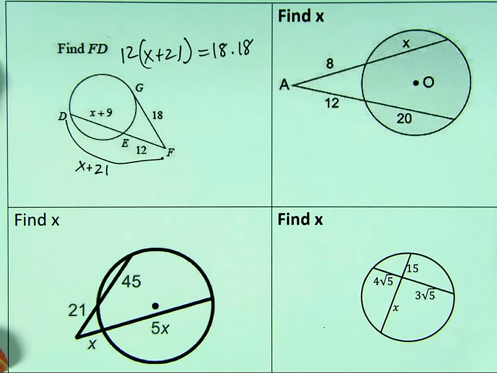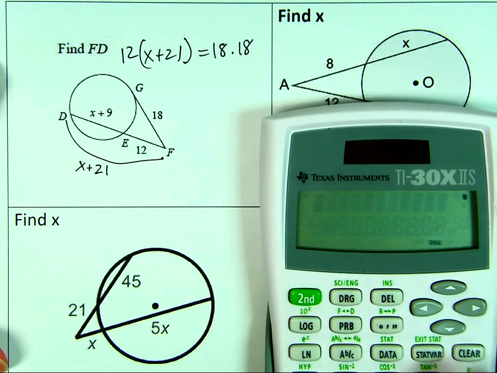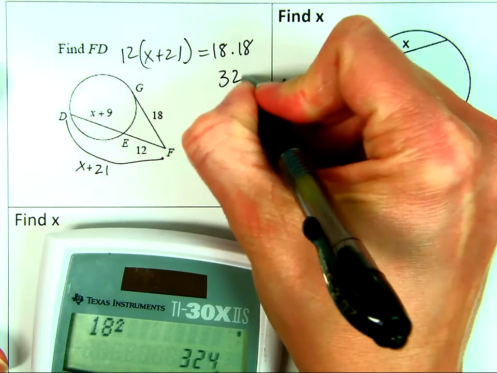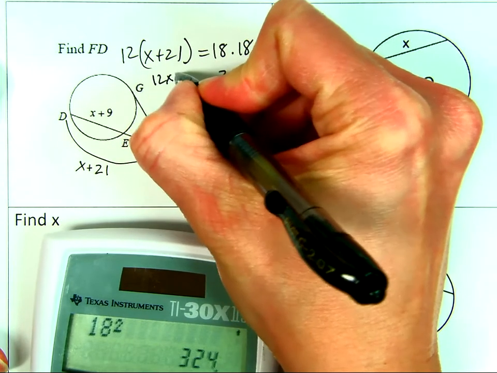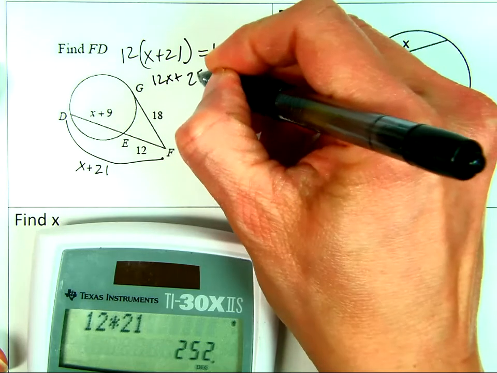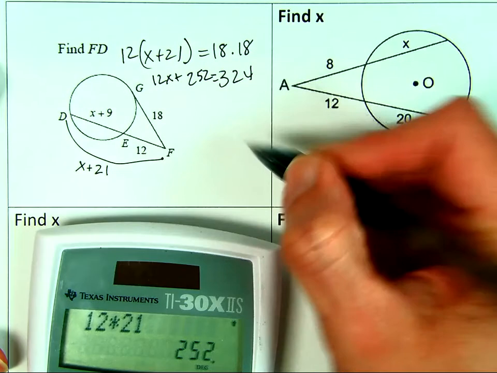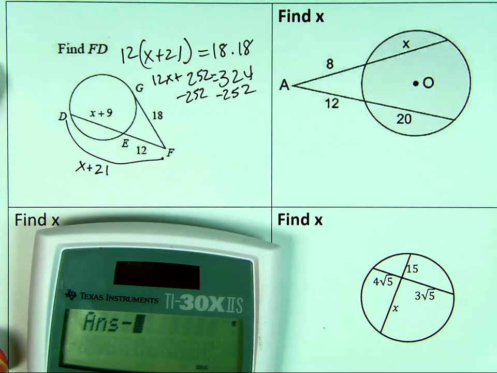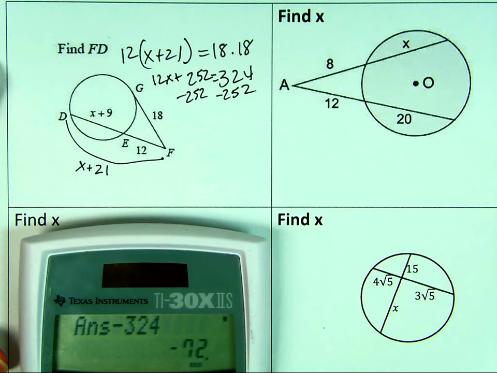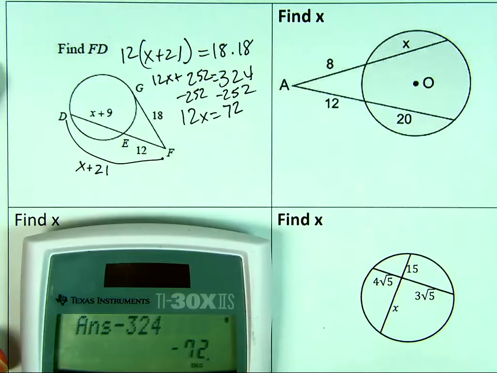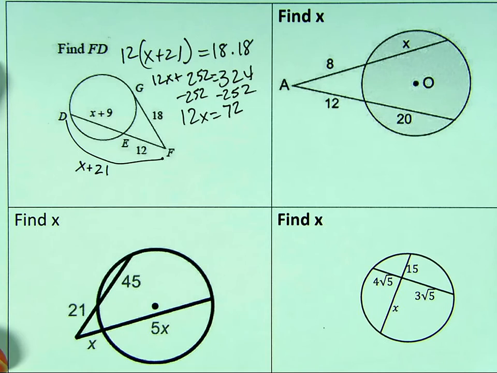Okay, well, so now I want to do 18 times 18, 324. And that's going to be 12x plus, and I don't know what 12 times 21 is, so 252, and that's equal to it. So I'm going to subtract 252 from both sides, and I get 72. So 12x equals 72, so x equals 6.